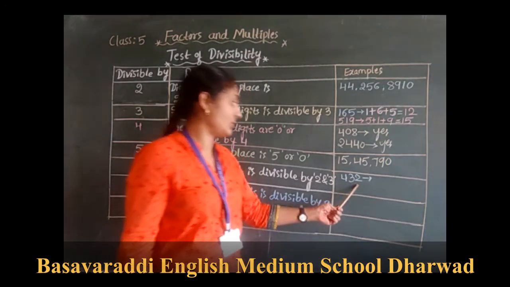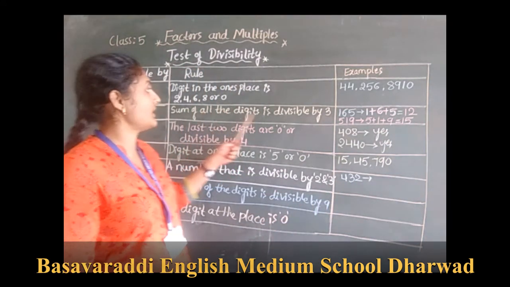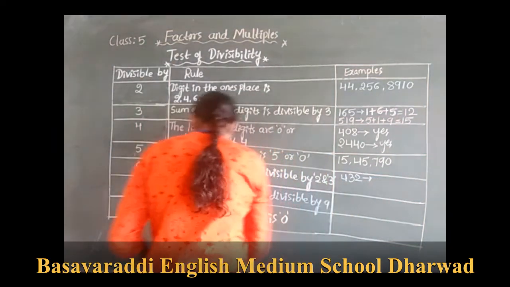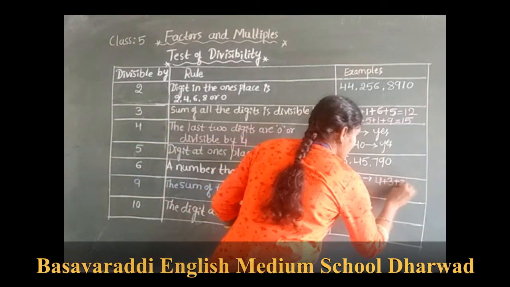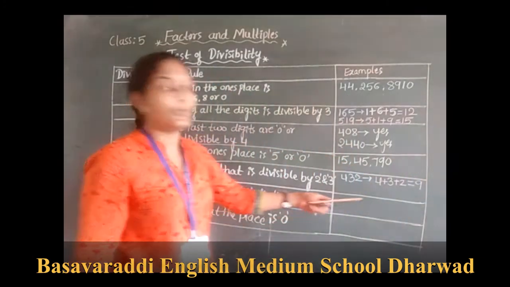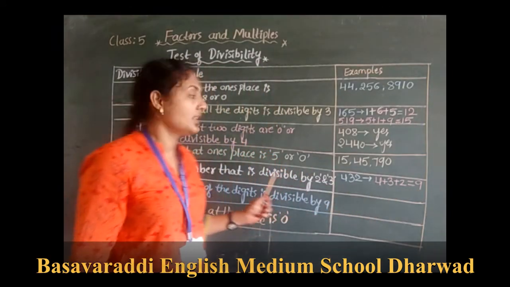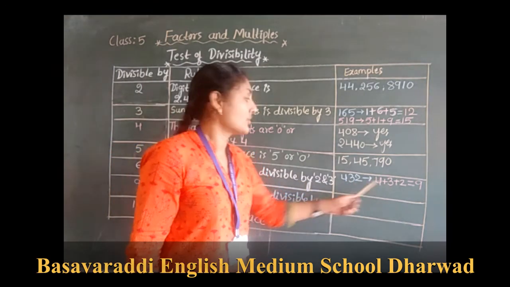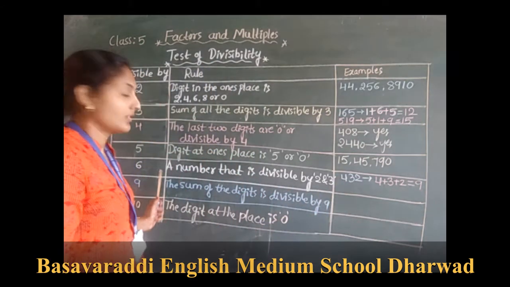So one more rule there, that is 3. The sum of all the digits is divisible by 3. Okay, let us check. 4 plus 3 plus 2, that means 9. The sum of all the digits, we get 9. So 9 is divisible by 3. So both divisibility rules are applied, the 2 as well as the 3. So 432 is divisible by 6.